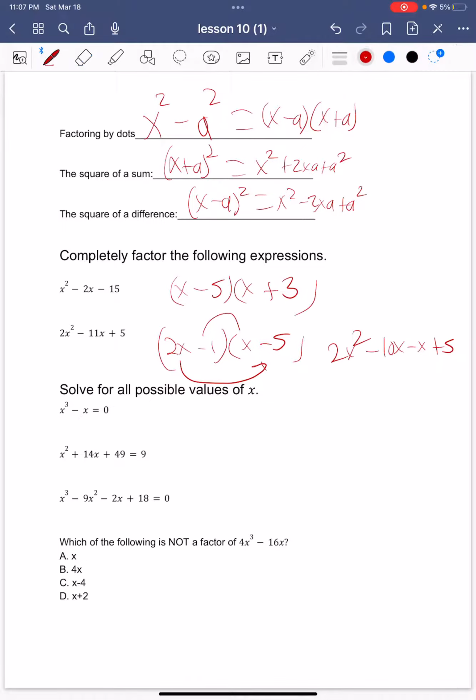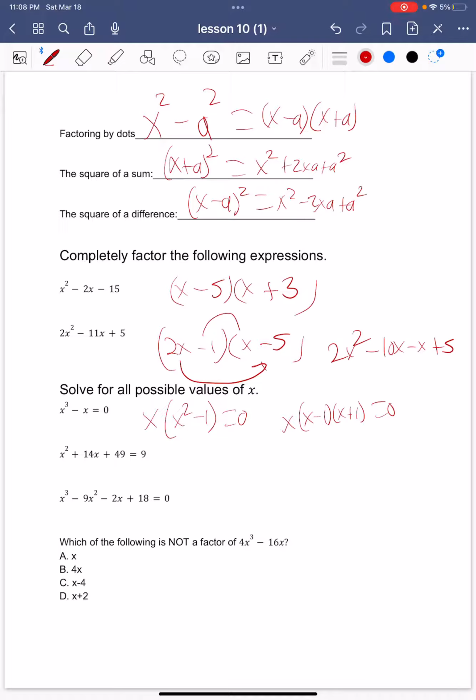Solve for all possible values of x. So for this equation, for the first one, we could factor out an x. That is our greatest common factor. Once we factor that out, we're left with x squared minus 1 on the inside equals 0. Then the x squared minus 1 factors into x minus 1 times x plus 1.